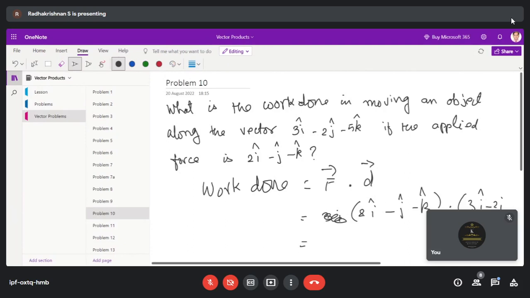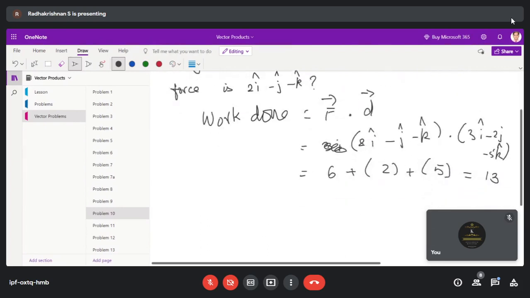Sir, multiply. So a1 into b1 plus a2 into b2 plus a3 into b3, right? That is 2 into 3 plus minus 1 into minus 2 plus minus 1 into minus 5. 13, sir. 13. Correct.